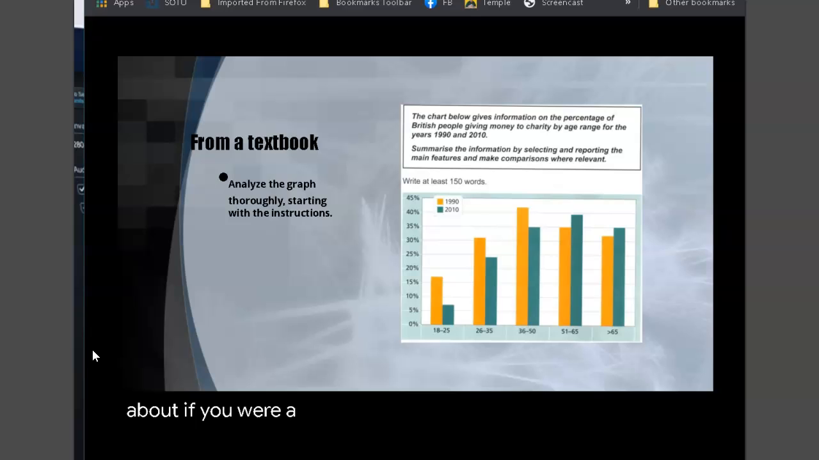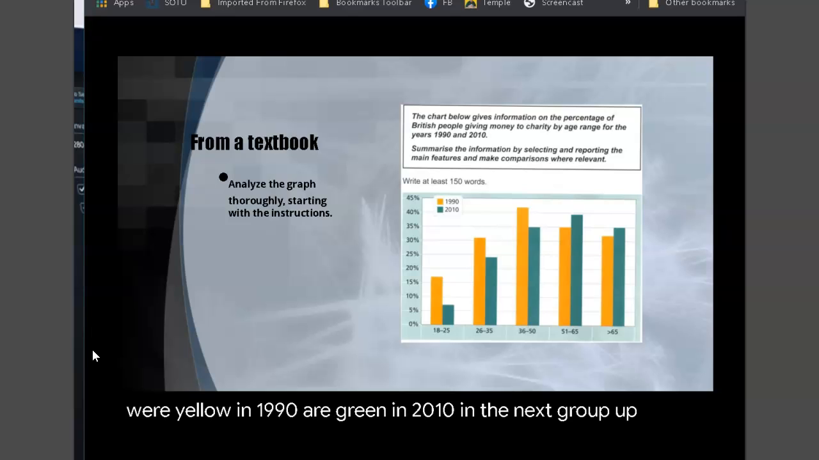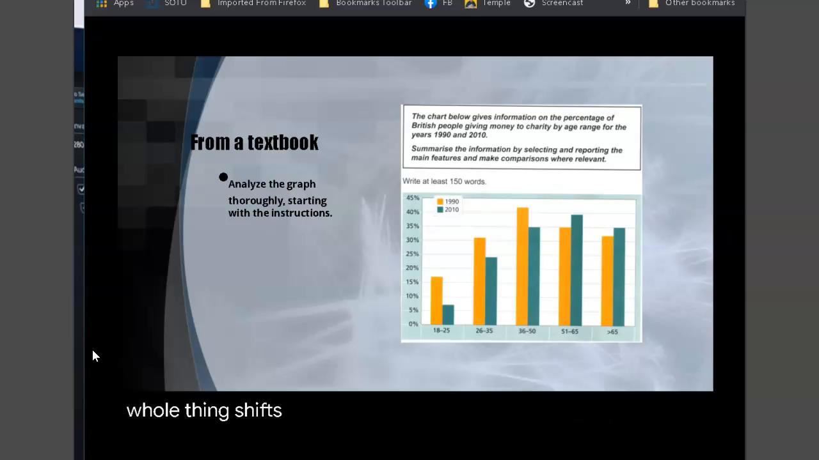Now, here's one thing to think about. If you were a 57-year-old person in 1990, how old would you be in 2010? Well, you'd be 77. So those people who were yellow in 1990 are green in 2010 in the next group up. The whole thing shifts. I mean, not exactly, but a 30-year-old in 1990 would be 50 in 2010. And so they're the same people.